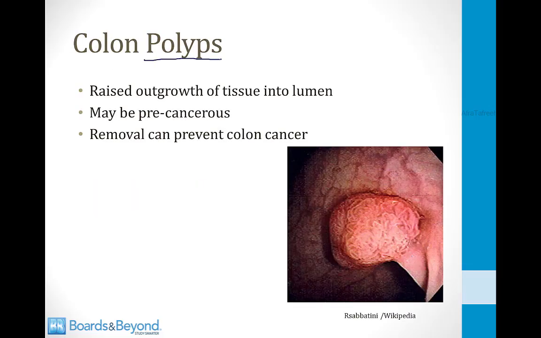So a polyp in the colon is a raised outgrowth of tissue that sticks out into the lumen of the colon. Some polyps are precancerous, and if they can be identified before they develop into cancer, removal can prevent colon cancer. And this is a picture of what a colon polyp can look like on a colonoscopy. Part of the reason that adults over 40 or 50 years old are recommended to have regular colonoscopies is so that any polyps can be identified early and removed before they develop into colon cancer.